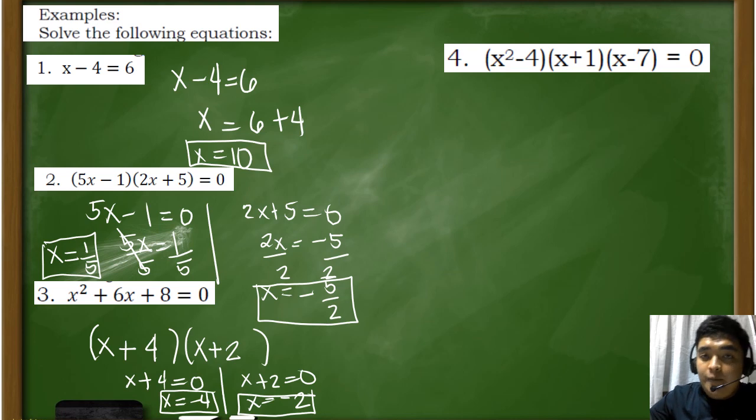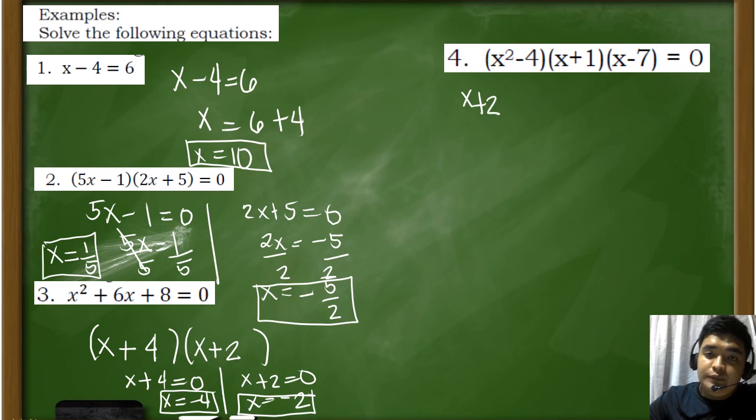For number 4, the degree of x squared, x, so four, no, 2, 3, 4. If we simplify this, if we multiply all of these, the leading term is x to the power of 4. So there should be 4 roots. So x squared minus 4, that is the difference of two squares, right? That is x plus 2 and x minus 2, correct?